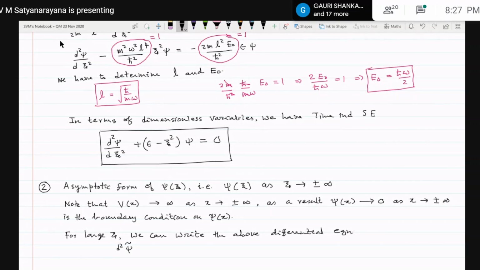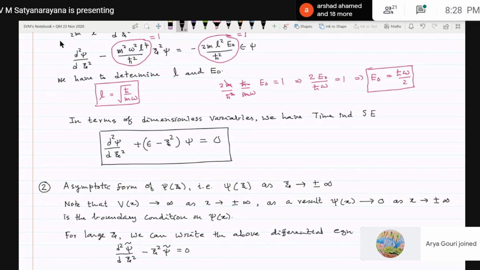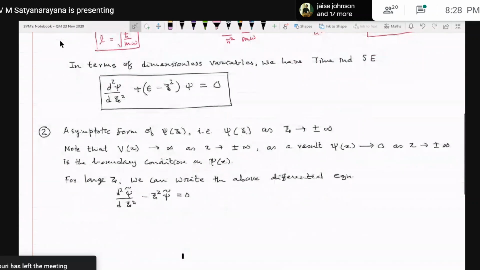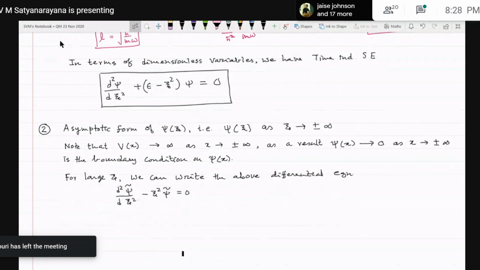So let me call this some psi tilde, because the solution is not the same as psi, something else. And I can neglect epsilon, and I have minus xi square into psi tilde is equal. Because epsilon is a fixed value, and xi is so large that epsilon can be neglected. So this is the equation that we have. That means d square psi by d xi square is equal to xi square into psi.